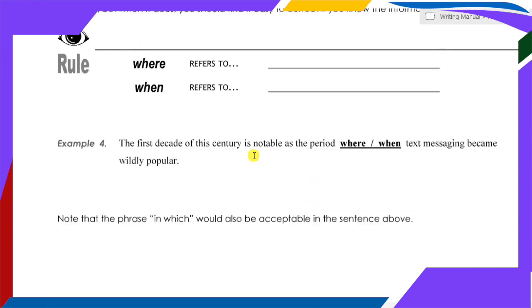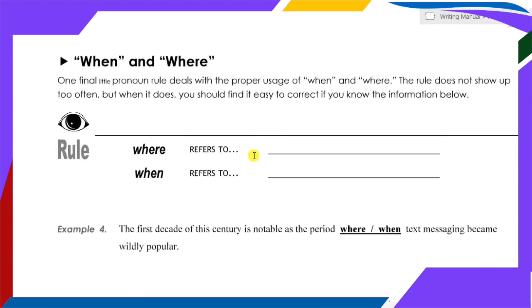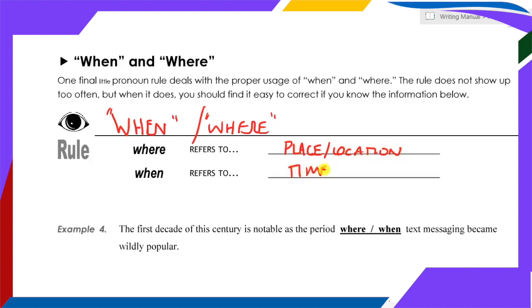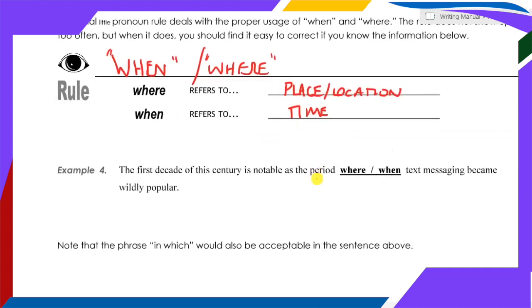And now, finally, we have on page 29 our last little pronoun issue, when versus where. The tip-off clue is when / where. And the rule, similar to who, which, and that, is that where and when have to refer to specific kinds of nouns. Where refers to a place or location. When refers to a time. So in example 4, do it on your own.